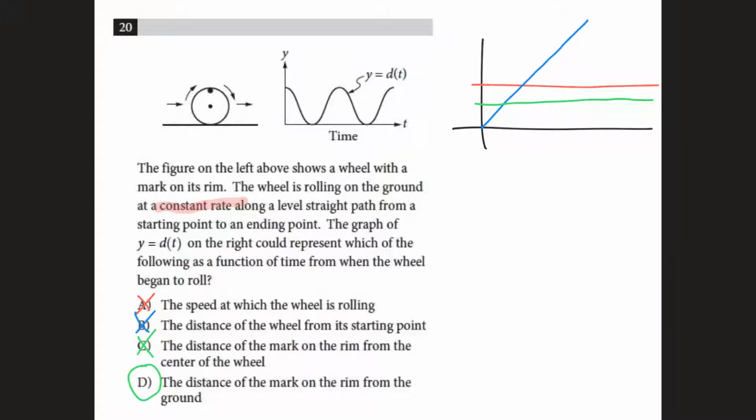D must be it. Let's read it anyways. The distance of the mark on the rim from the ground. Yes. From the rim to the ground, that's going to be going up and down, right? And what you're going to end up with is a sine curve or cosine curve, either way.